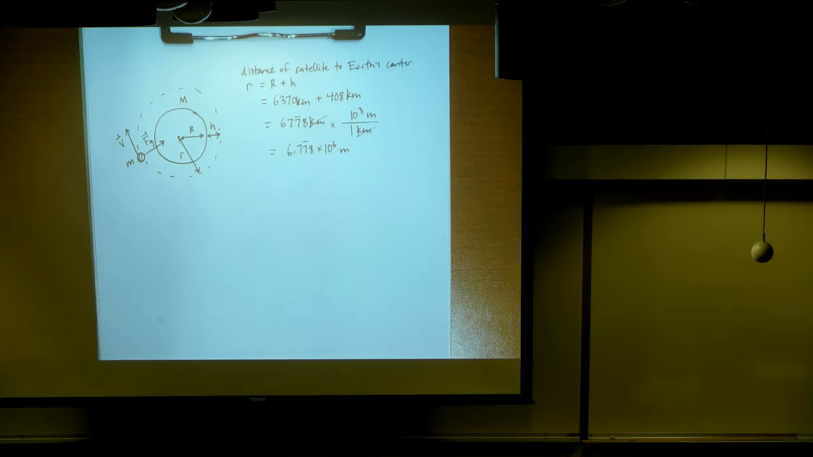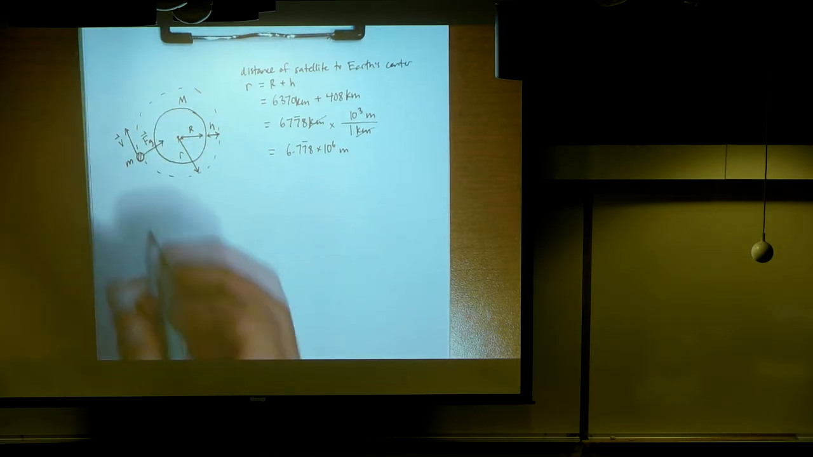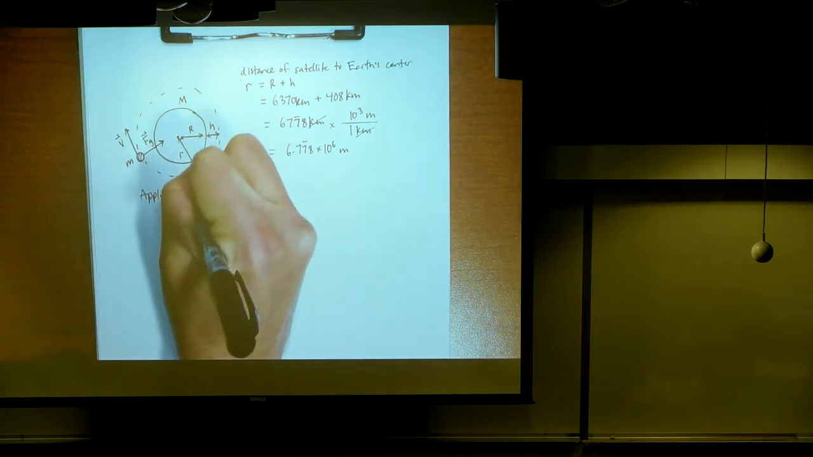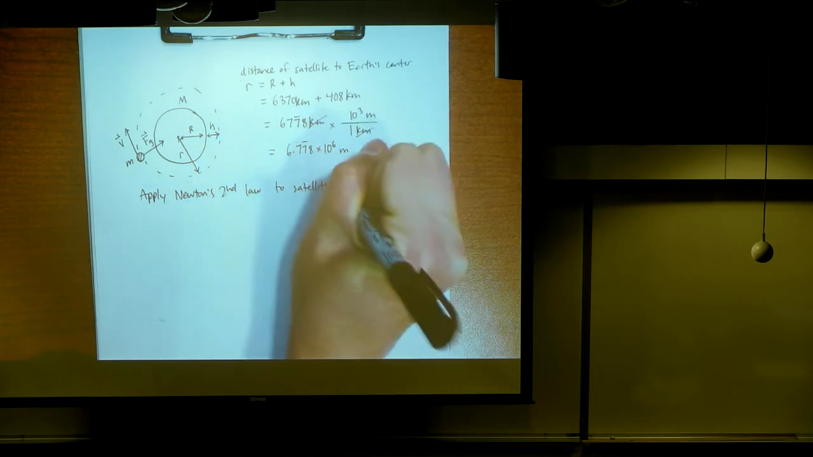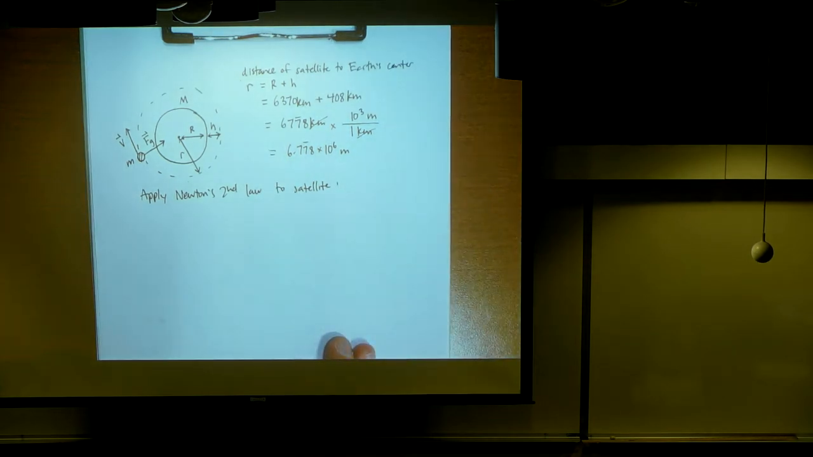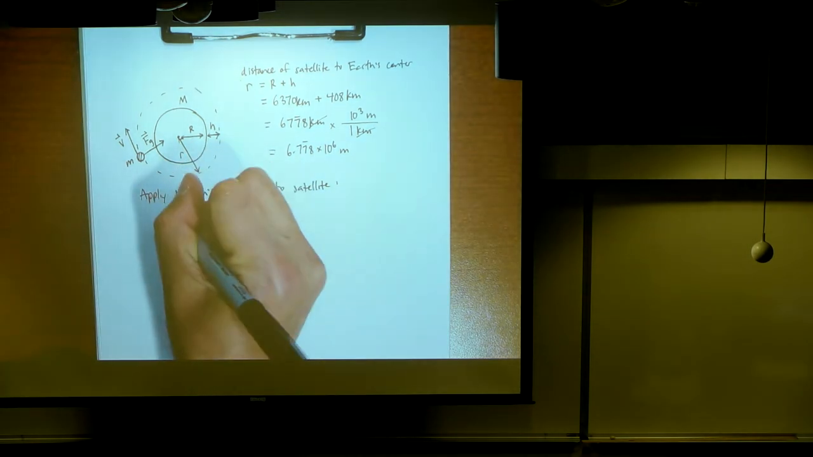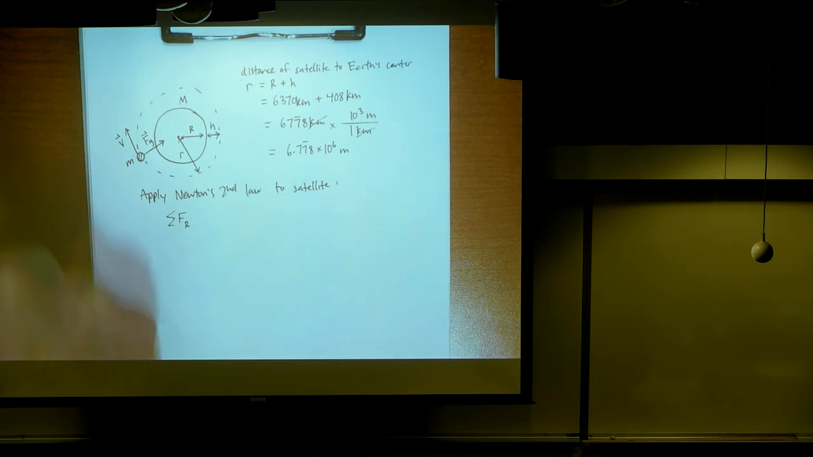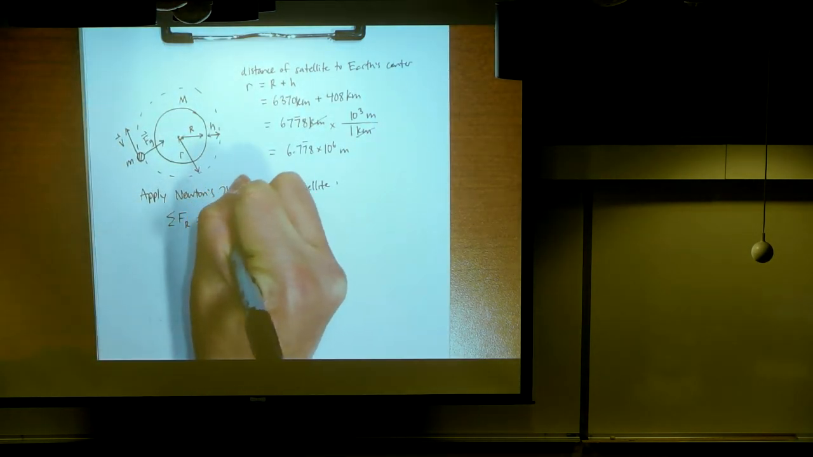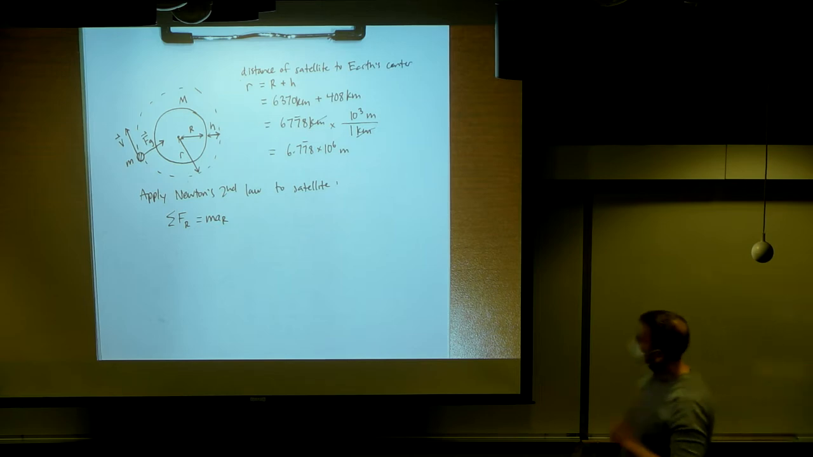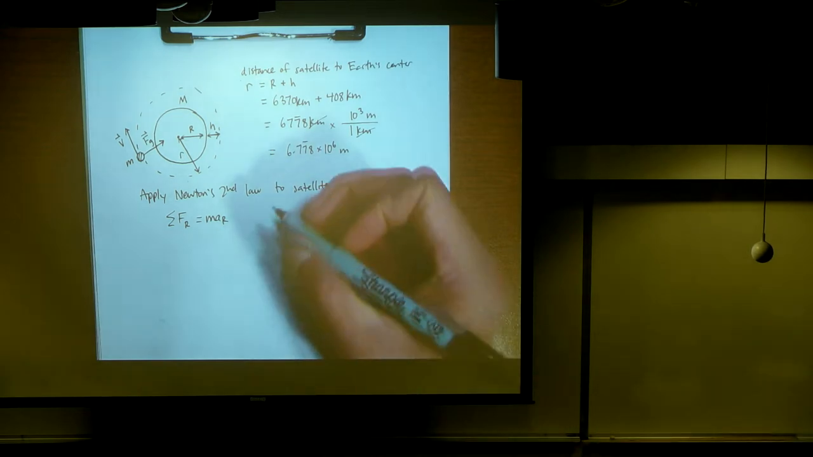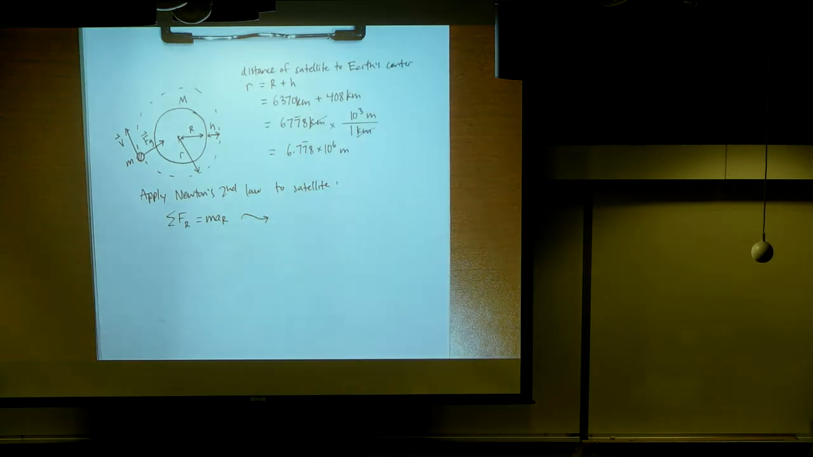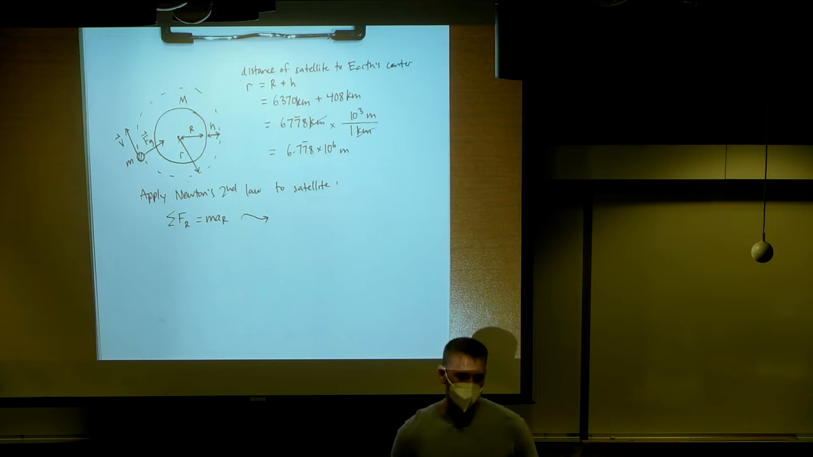All right. So the next thing we're going to do now that we have a good picture of what's going on is we're going to apply Newton's second law to the satellite. Well, Newton's second law, that's F equals ma. But in this case, we have circular motion, so we're doing this in the radial direction, okay? So the net force in the radial direction equals mass times acceleration in the radial direction. Okay, what forces are acting on the satellite? The force of gravity. Anything else? That should be it, right?